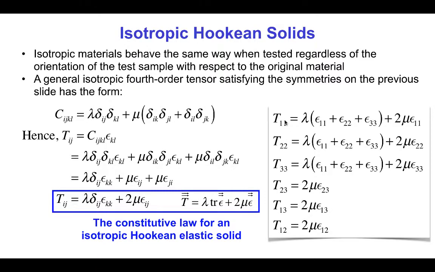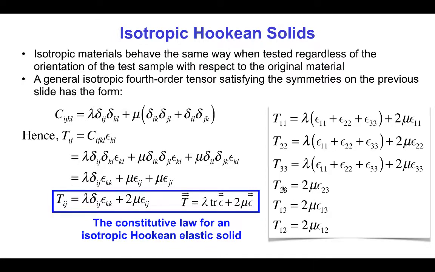we can see that T11 is equal to lambda times the trace of epsilon, or epsilon kk. So lambda times epsilon 1,1 plus epsilon 2,2 plus epsilon 3,3, plus 2 mu times epsilon 1,1. T22 is the same, except it's plus 2 mu times epsilon 2,2. And T33 is the same, except that it's plus 2 mu times epsilon 3,3. So this term involving lambda appears in the normal stresses because the delta ij is 1 when i equals j. When i is not equal to j, this term doesn't appear.